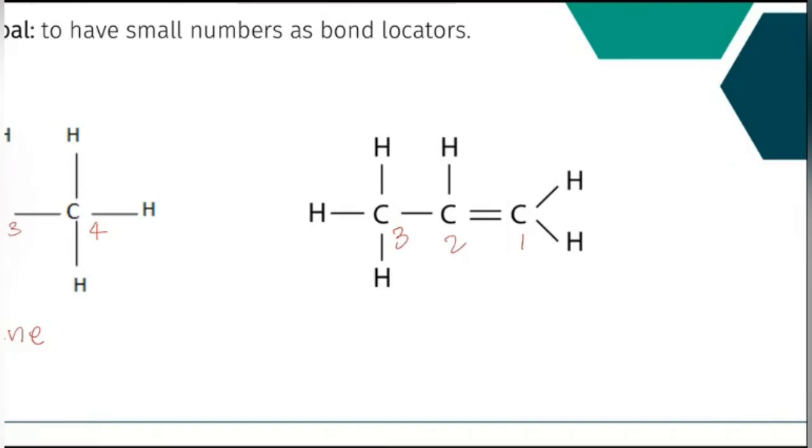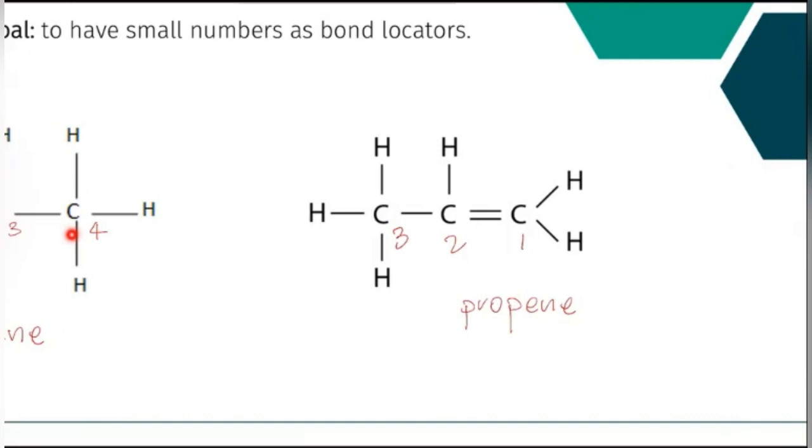These carbons will represent the root word, which is represented by the root word prop. So the name of this chain will be propene. Okay. Then you write the location of the carbon of the double bond.